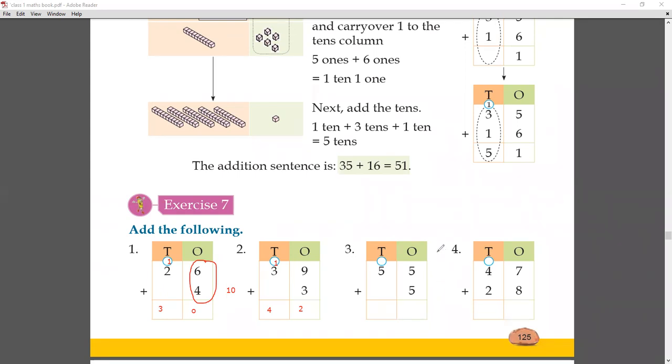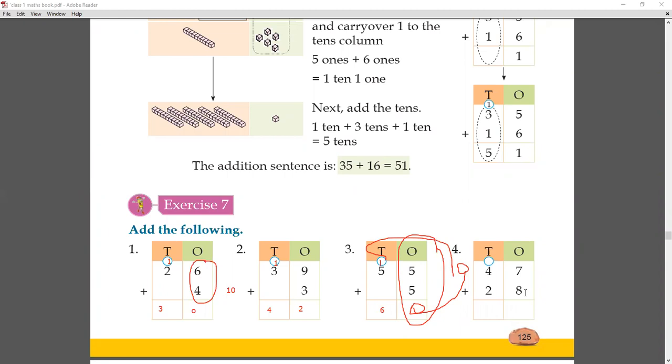Now next is, look at this. Again, where do we start from? This side, one side, and 5 plus 5 is equal to 10. And where do we write 0 and where do we write 1? We write 0 in the 1's place and 1 in the 10's place. Okay, so we write 1 here. 5 plus 1. When we add 1 to any digit, we write the number just after it. So what comes after 5? Yes, 6. So that's why we write 6 here. Understood?